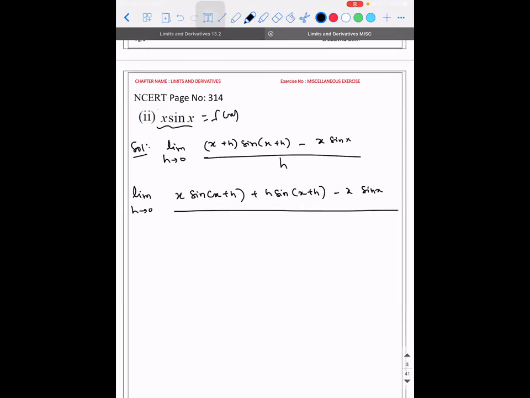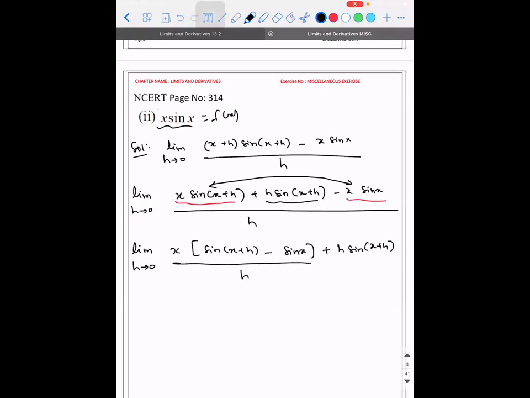So I split x and h, each term, into sine of (x plus h). Now I will take these two terms. What is common in both? It is x that is common. X into sine of (x plus h) minus sine x, plus this one I will write separately: h into sine of (x plus h). Here, by h means what I'm doing is splitting the denominator to two terms and one term, so that here h will get cancelled. So when I substitute the limit here, I don't have an issue, right?